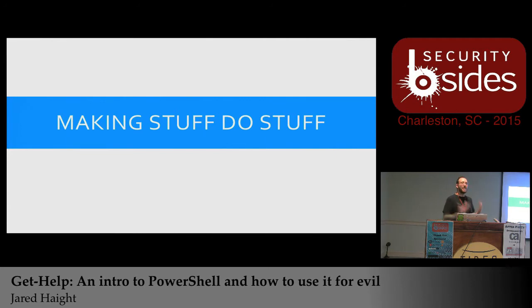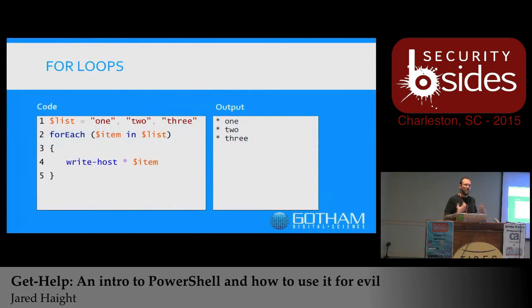So great, we know the basics of working with PowerShell. We know the basics of what we're actually working with, our strings, objects, stuff like that. Making it do stuff, the most basic thing you're going to do is a for loop. In PowerShell, really straightforward, it uses foreach. In the example here, we have an array of the words 1, 2, and 3. We're assigning that to the variable list. And then we're calling a foreach item in list, and we're going to run a chunk of code. In this case, it's just print out an asterisk and whatever the item is. So you can see in the output on the right-hand side there, real straightforward, *1, *2, etc.